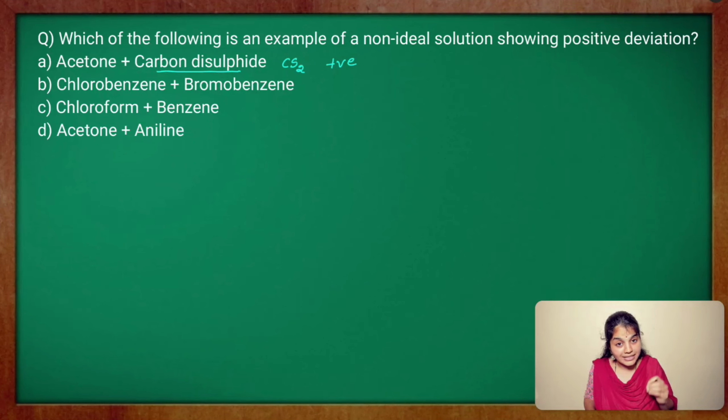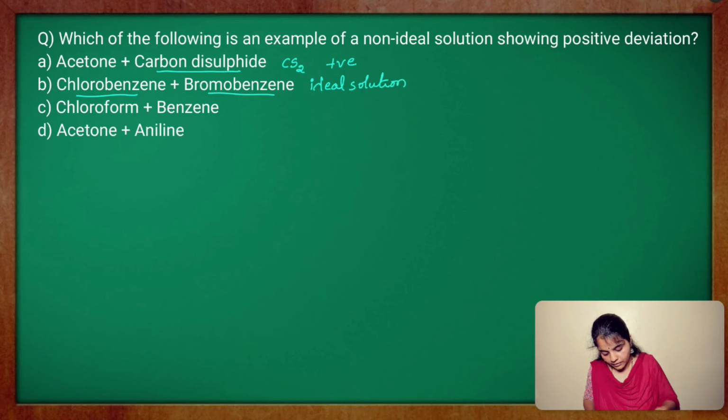And when we have chlorobenzene and bromobenzene, almost of the similar nature, this is an ideal solution. Then we have chloroform and benzene, which is showing negative deviation. We had studied it as an exception when we considered examples of negative deviation. Similarly, we have acetone and aniline, which is also showing negative deviation. So according to this question, they have asked us to find which is exhibiting positive deviation, and here we have acetone and carbon disulfide, which is exhibiting positive deviation.